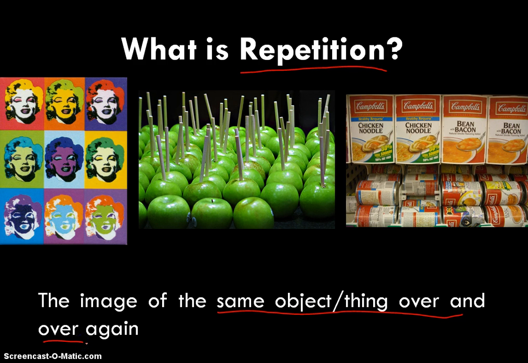Okay, so there we have an example of Andy Warhol on the left. Here we have preparation for one of my favorite fall things, caramel apples, apples on sticks, and then Campbell's soup cans. By the way, anybody see the relationship between Andy Warhol and the Campbell's soup can picture? What was Andy Warhol very famous for? Thank you very much, Vinny. Yes, the Campbell's soup can paintings. So, just a little inside joke there.